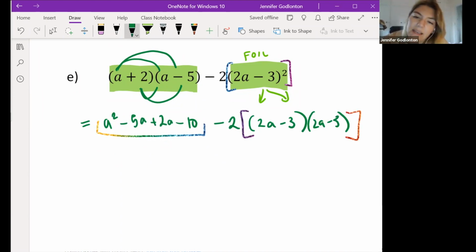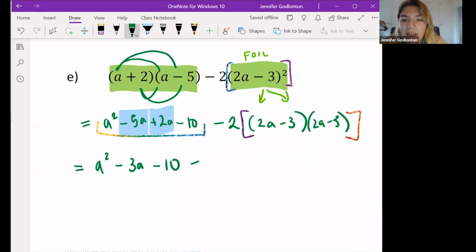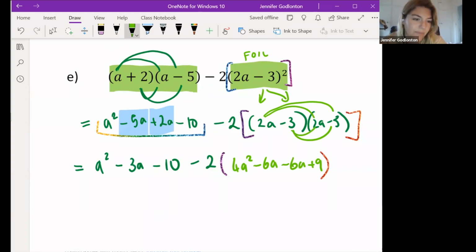All right. Next thing I'm going to do is I'm going to do this now, but you don't have to do this now. I'm going to just simplify those 2 terms because they're sitting there. So I'm going to have a squared and then -5 plus 2, which is going to give me -3a minus 10. I'm going to keep this -2. I'm going to keep these brackets. And now in here, I'm going to do my FOIL. So 2a times 2a gives me 4a squared. 2a times -3 gives me -6a. -6a plus 9. Okay.